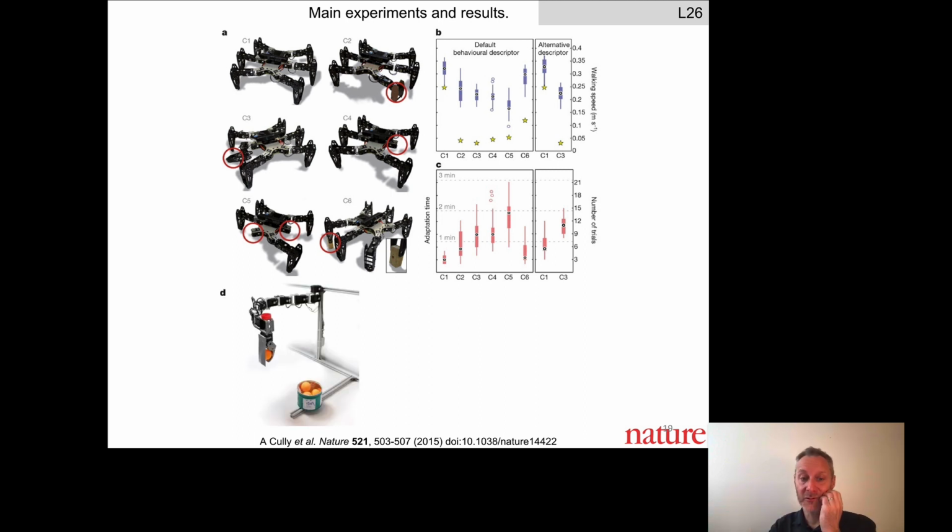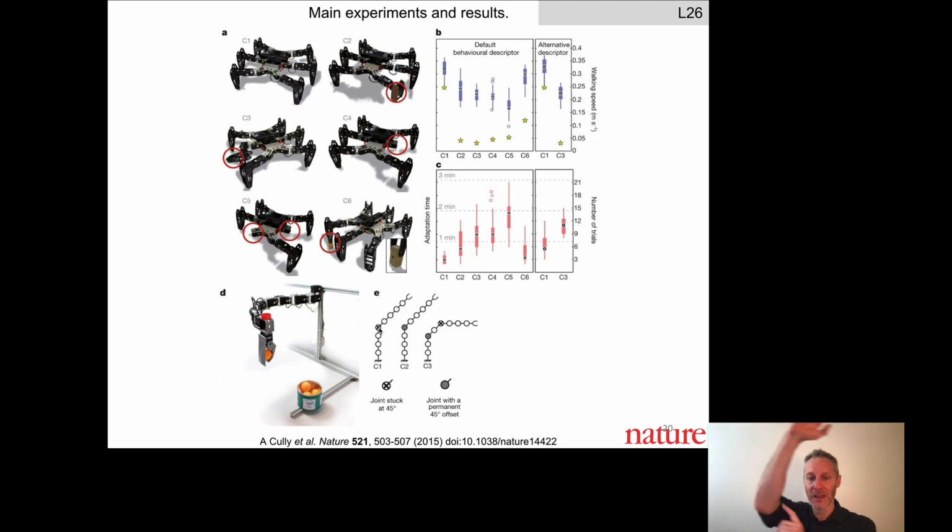We've got 3 minutes left, so I just want to finish up this lecture by pointing out that the authors also showed that the same approach works for other robots. In this case, not a hexapod robot, but a robot arm that was supposed to take orange ping pong balls and drop them into a tin. They looked at 3 different injuries to the robot arm. One of the joints can become stuck at 45 degrees.